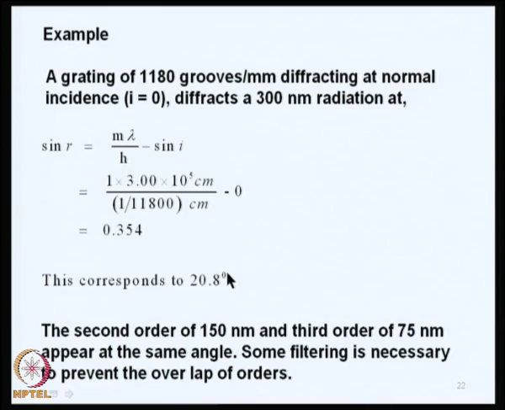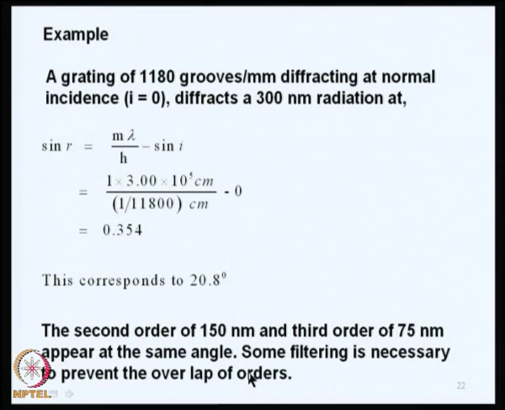That means if you use a grating and turn the grating to 20.8 degrees, what you get would be 300 nanometer radiation in the first order. It will also be associated with the second order at half the intensity or still lower intensity, but the second order wavelength would correspond to 150, half of this 300. So, what would be the third order? The third order would have 75 nanometers. They all appear at the same angle.